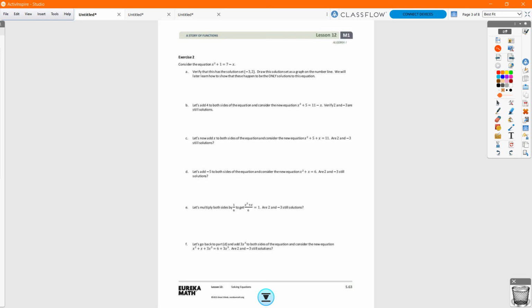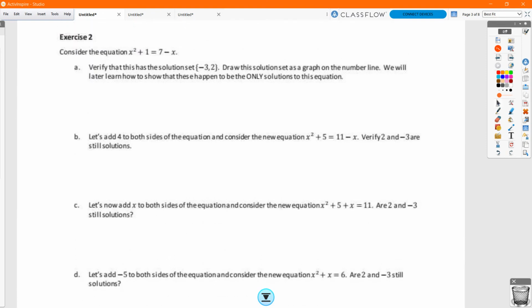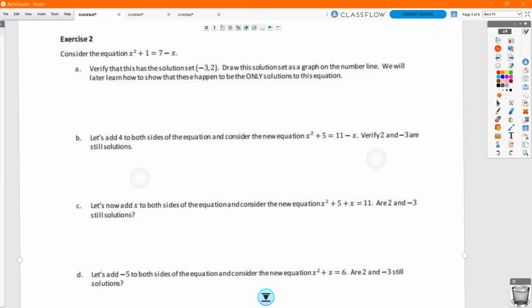All right, so I need to zoom in because we obviously have some work to do. We're looking at this equation. I want to verify that negative 3 and 2 are the solutions. I do that by substitution. Wherever I see an x, I'm going to substitute in negative 3 and also a value of 2, but I'm going to do these two separate times.